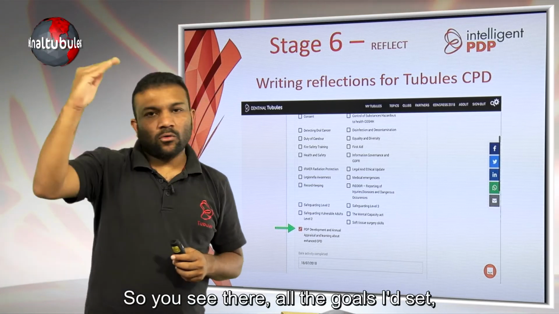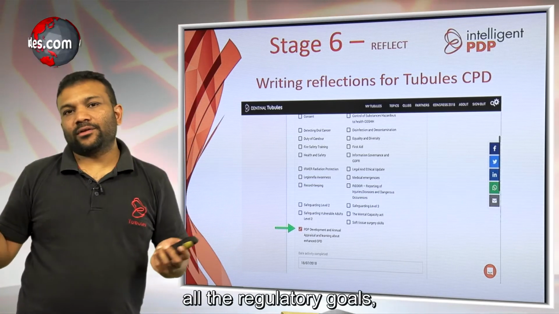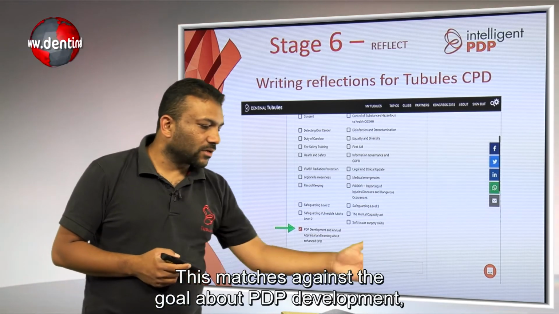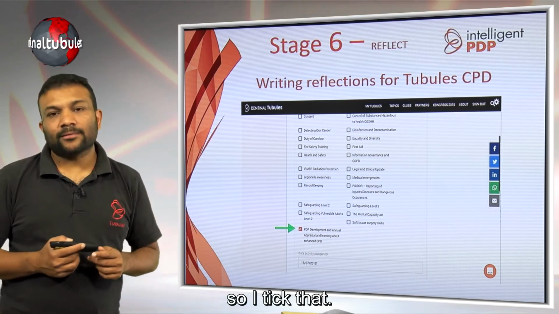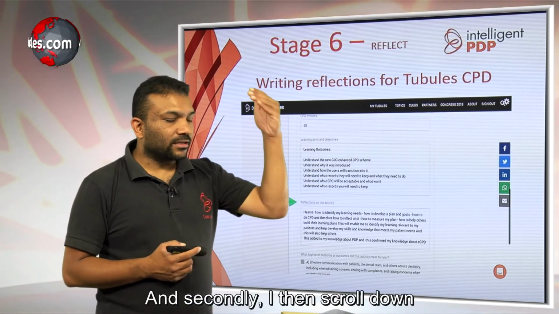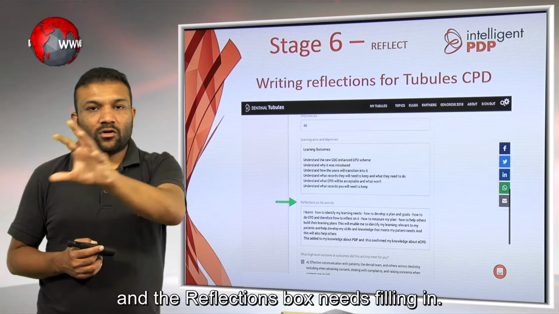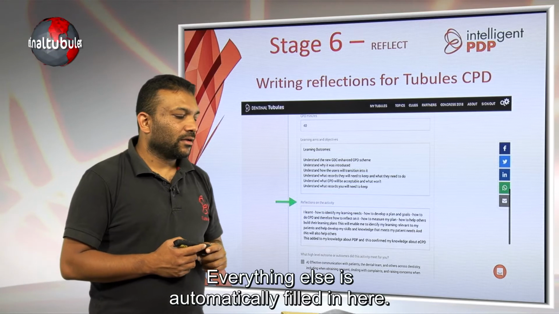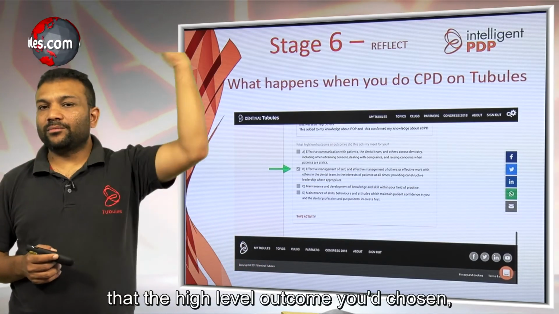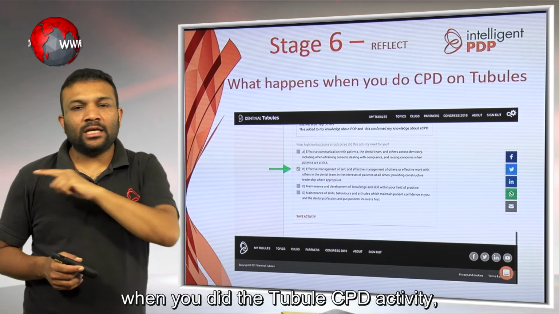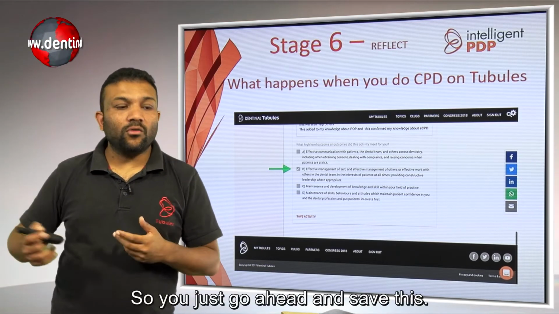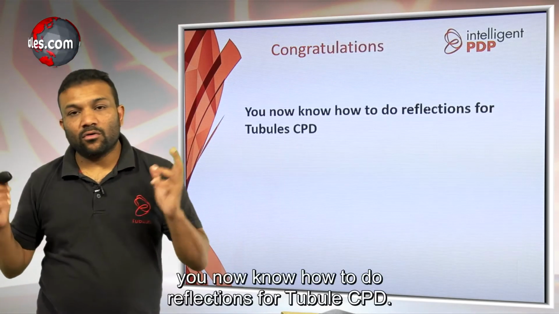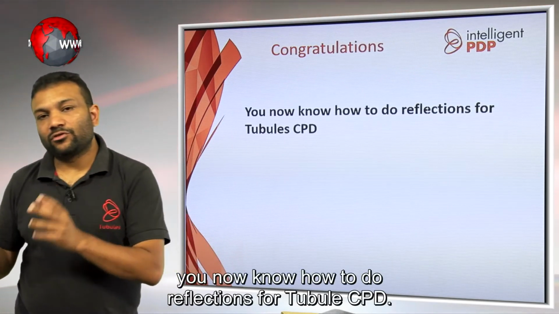So you see there, all the goals I had set, all the regulatory goals, I just tick the boxes this matches against. This matches against the goal about PDP development, so I tick that. And secondly, I then scroll down and the reflections box needs filling in. Everything else is automatically filled in here. You will even confirm that the high-level outcome you've chosen when you did the tubule CPD activity is already here. So you just go ahead and save this. And there you go. You now know how to do reflections for tubule CPD.